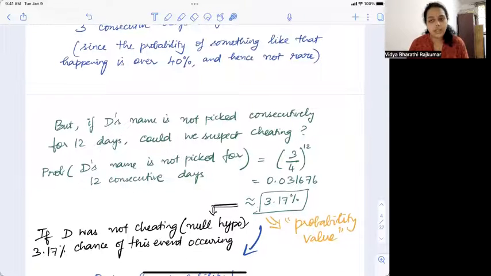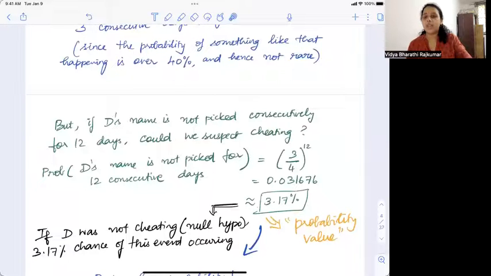Could we suspect cheating in that case? Now let's compute the probability of an event like that. Well, if everybody had an equal chance of being picked, if there were no cheating happening, then the likelihood of something like that happening is about 3.17%, which is a pretty small number. It's a little greater than 0. 0 is where it's absolutely unlikely, but 3% is a little greater than that.